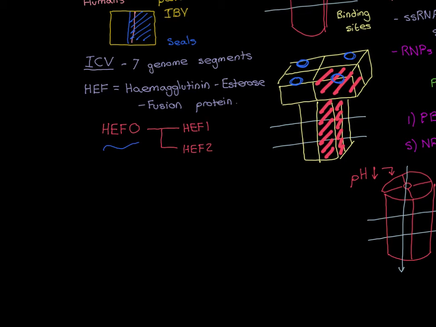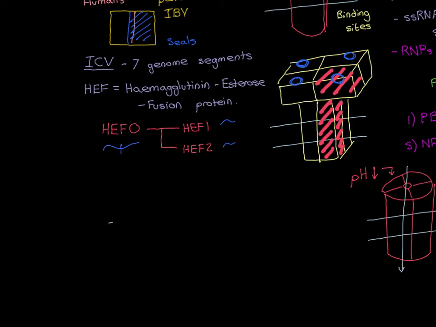So here is hemagglutinin esterase fusion 0, we cut it up and we get two polypeptides, hemagglutinin esterase 1 and hemagglutinin esterase 2, and they're going to bind to one another again by disulfide bonds, no longer by the peptide bonds, and then we're going to trimerize these together to make the full hemagglutinin esterase fusion protein that will be in the viral envelope. So let me now just draw this in here.